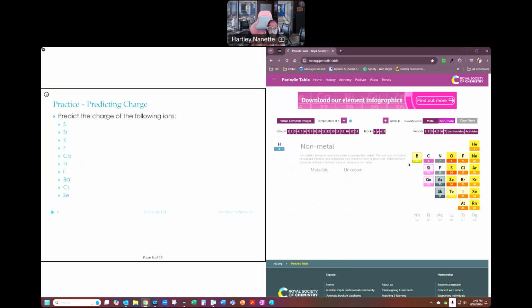So I want you to predict the charge on the following guys. I want you to find sulfur and Sr and K and F and Ca and N and I and Ba and Cs and Se in your table and tell me, 1, what charge do you think you'll have? And 2, how many do you think it'll be? A 1, a 2, whatever. All right, so that's what I want you to do. I want you to take a break and figure out what you think those charges should be. All right, we'll come back to that in just a minute.